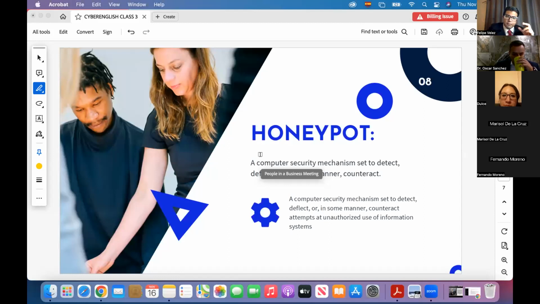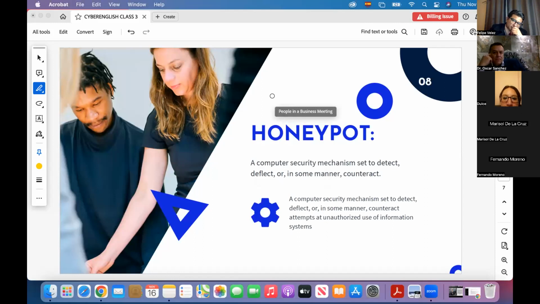Again, by yourself. Honeypot, a computer security mechanism set to detect, deflect, or in some manner counteract.